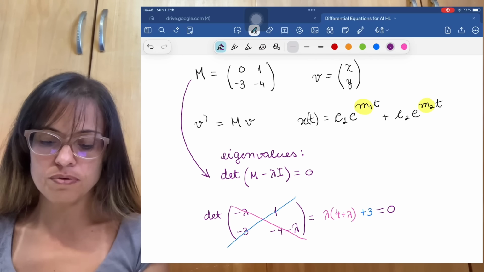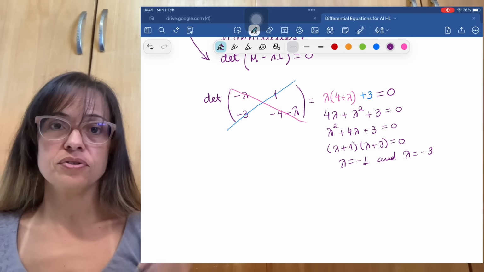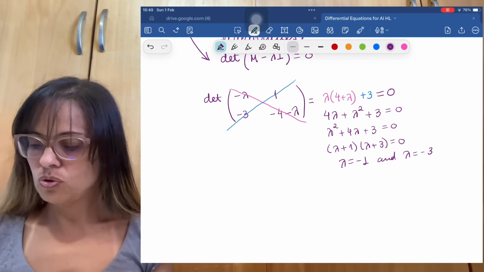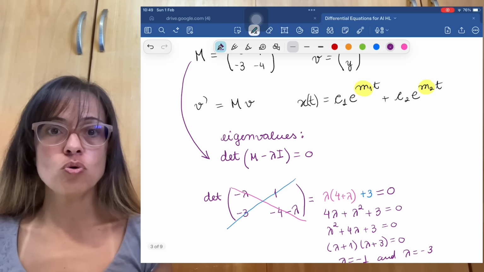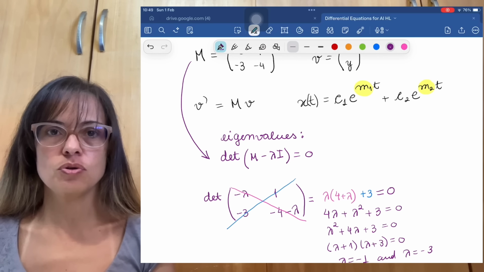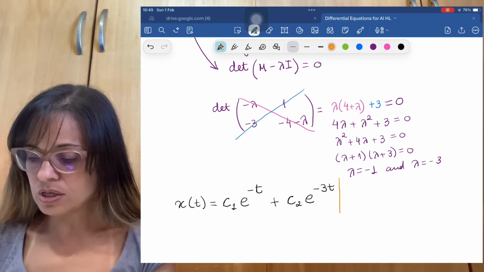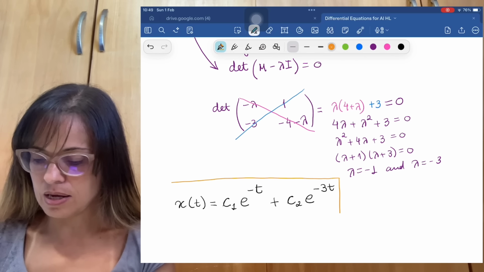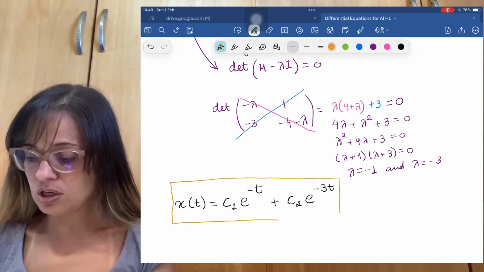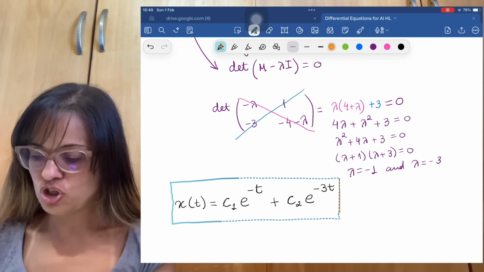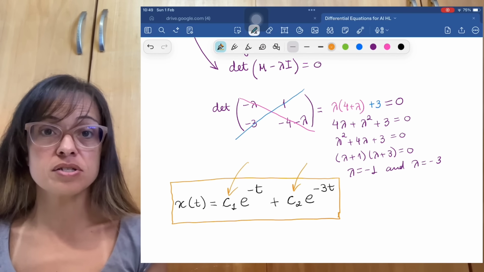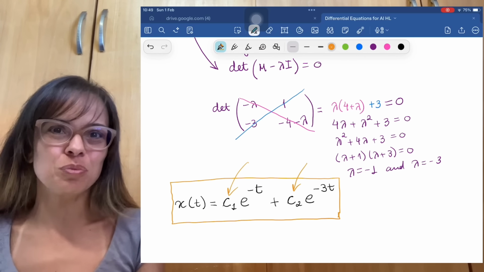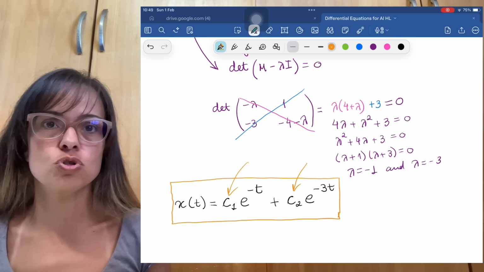Let's solve the equation. And you have two values here, -1 and -3. Those are the numbers that you want to put in the exponents for the general solution of the equation. And this is already the answer to part A. He asked for the general solution. The word general means that we still don't know the values of the constants. If we knew those, it would not be general. It would be one specific solution.